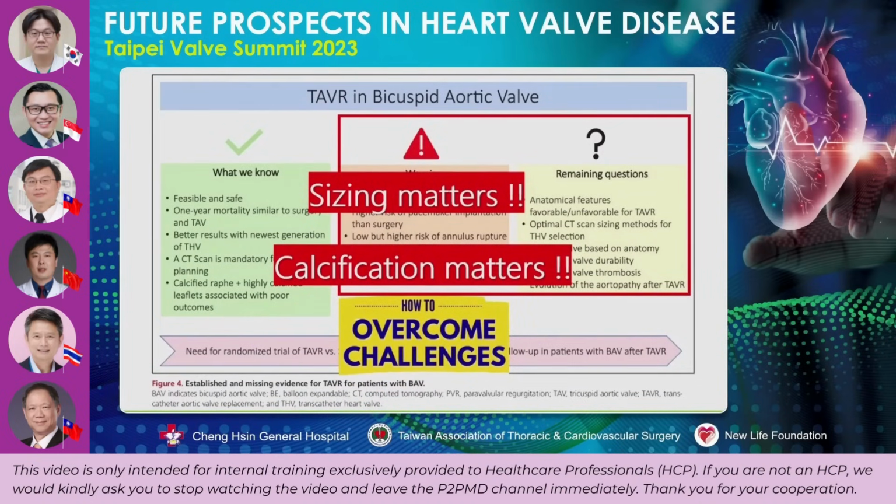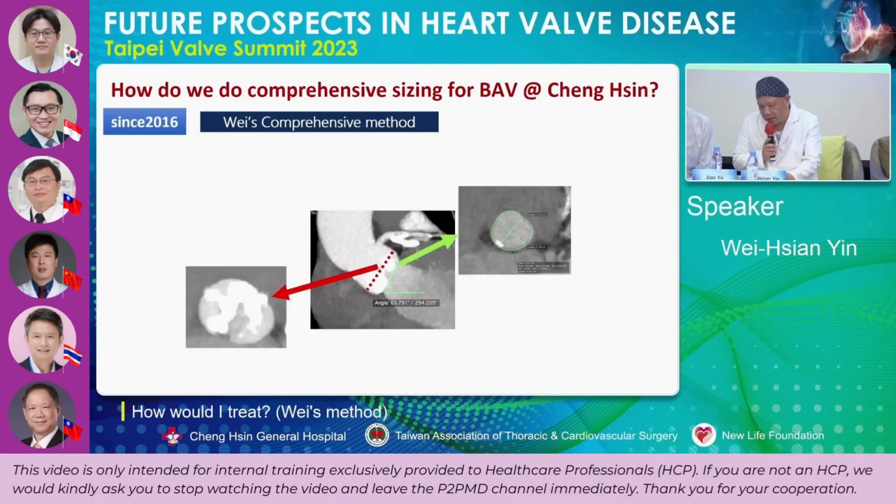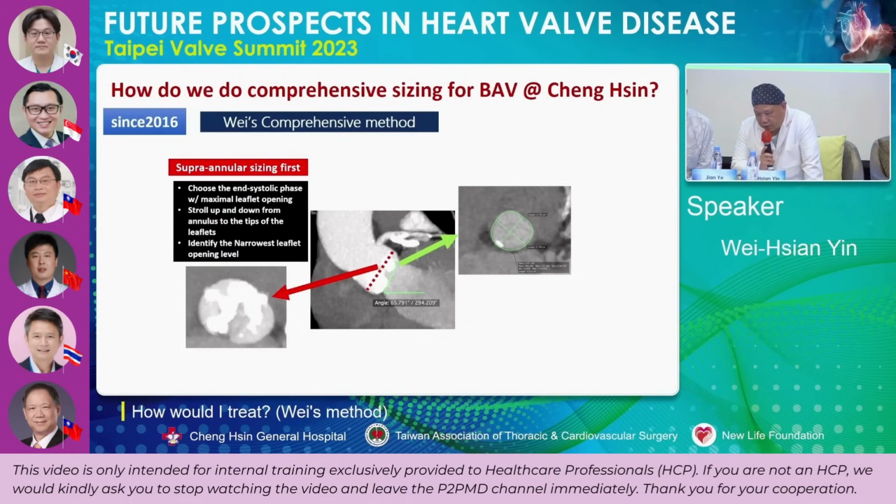Because for this kind of patient, the valve is almost always anchored supra-annularly. So in our center, we developed the comprehensive sizing method by Professor Wei. We will measure supra-annular size first. We choose the NC surface with maximum leaflet opening and scroll up and down from the annulus to the tip of the leaflets to identify the narrowest part of the opening. Then we measure the long axis, which is usually the intercommissural distance.